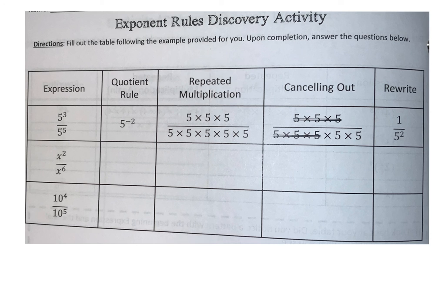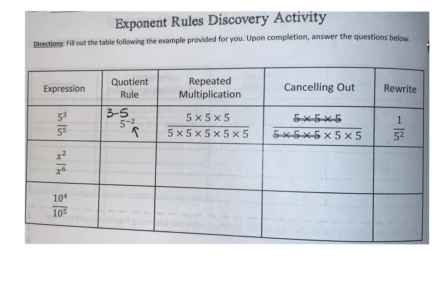All right. Now for this one, it looks like it is the same thing. My rule here, so if I were just going to use my quotient rule, I am just going to subtract them, right? And so I subtract this and I get 3 minus 5. Well, 3 minus 5 is a negative 2.